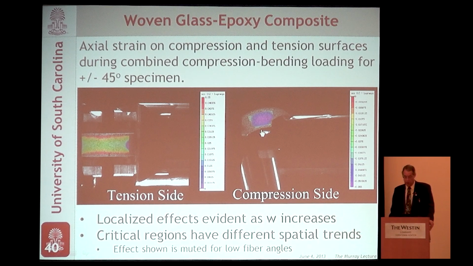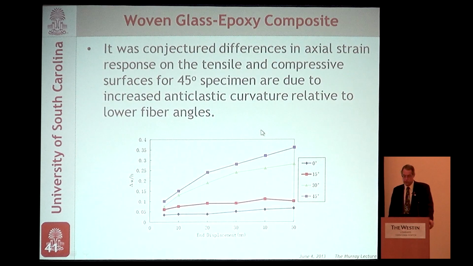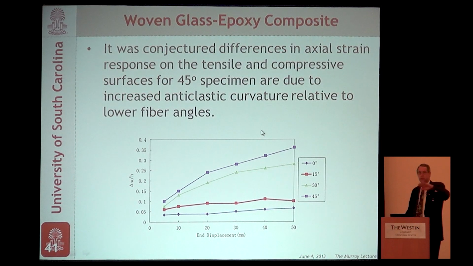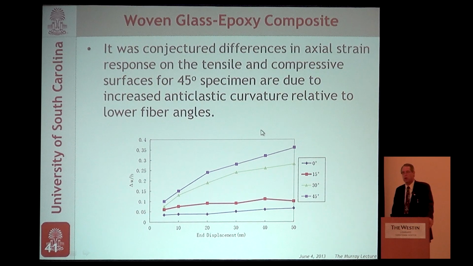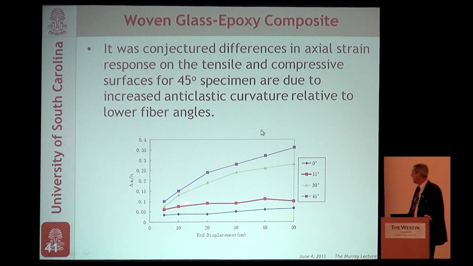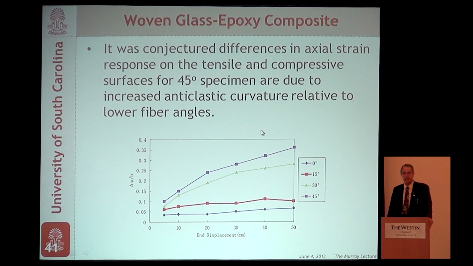I was interested in why that occurred, so we actually measured the cross-specimen curvature, and what we found was that it was quite large. Increased with fiber angle, as you see here. At 45 degrees fiber angle, the cross-specimen curvature was the maximum, as the end displacement increased. For the small angles, there was very little. It stayed fairly flat across the specimen. So that gave us a hint as to why things were different in this case for the 45-degree one.